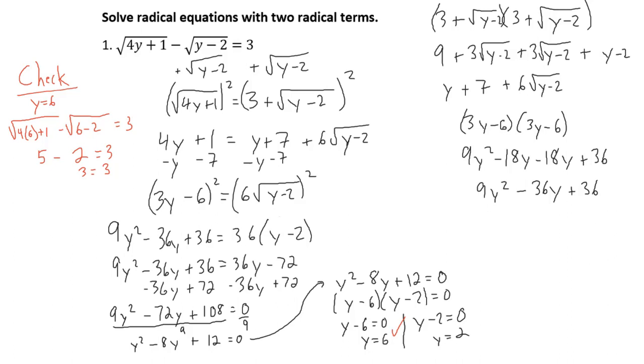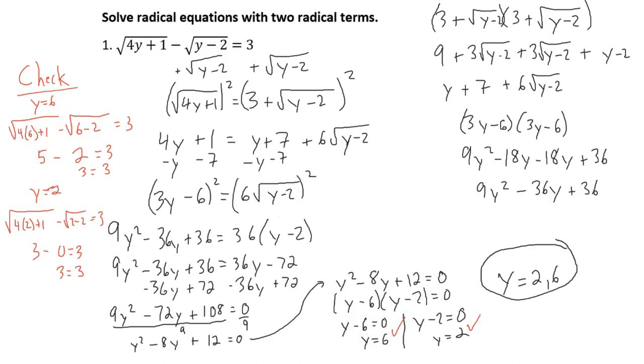Now let's check 2. We're going to plug that in for y equals 2. And we do square root of 4 times 2 plus 1 minus square root of 2 minus 2 needs to equal 3. 4 times 2 is 8 plus 1 gives us 9. Square root of 9 is 3. Minus 2 minus 2 is 0. Square root of 0 is 0, equals 3. And 3 does in fact equal 3. So we have that as a solution. Since they are both solutions, we can write that as y equals 2 and 6. All right, let's look at another example.